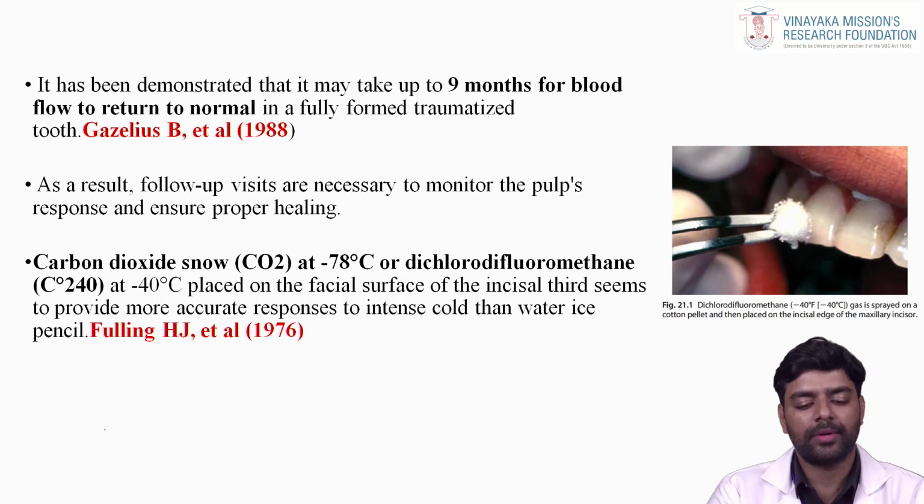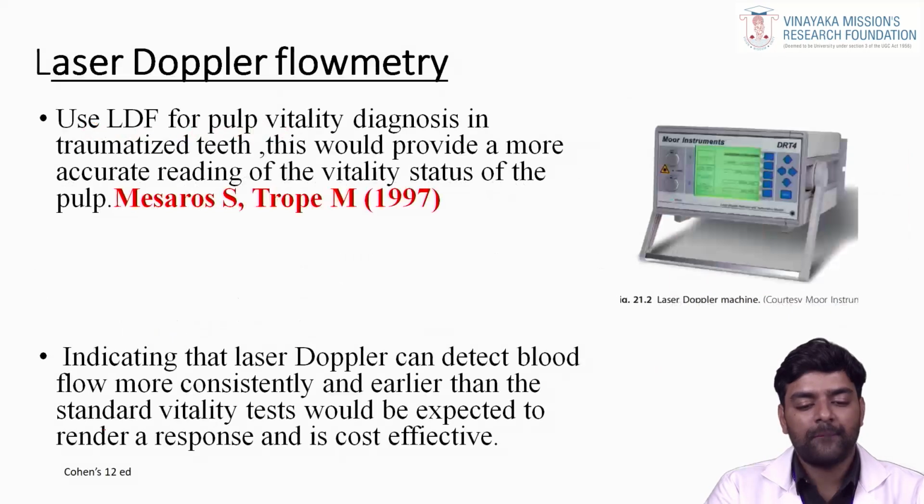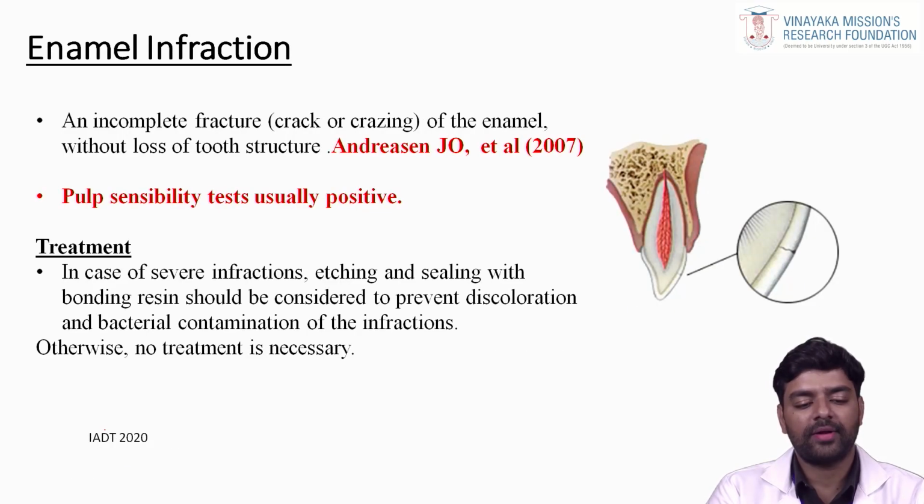CO2 spray at minus 78 degrees Celsius placed on the facial surface of the incisal third seems to provide a more accurate response to intense cold than a water ice pencil. Laser Doppler flowmetry is used to diagnose pulp vitality in a traumatized tooth. This provides a more accurate reading of the vitality status of the pulp, as laser Doppler can detect blood flow more consistently and earlier than the standard vitality tests would be expected to, and it is more cost effective.